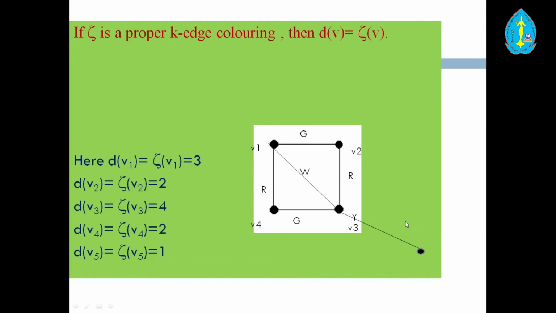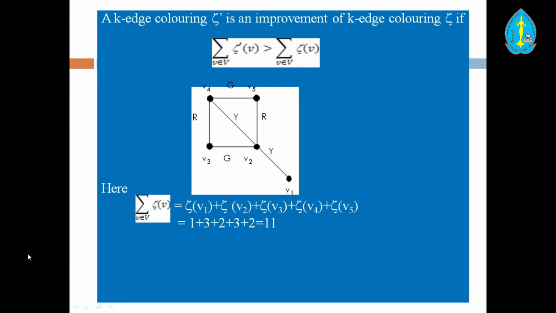Here at V5, only one color is represented, yellow, that is, only one edge is incident at V5. The degree of V5 is 1 and the number of colors represented at V5 is also 1. Therefore, if a proper k-edge coloring exists, then the degree of V is always equal to the number of colors represented at that vertex.